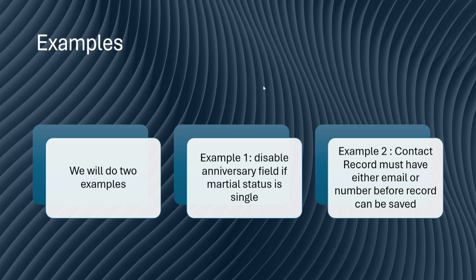We are going to do two examples today. One is to create a business rule that would disable the anniversary field if the marital status was single. The other is to make a contact record require either an email or a mobile number before a record can be saved. So if there is a mobile number, then email is not required. But if there's no mobile number, then email must be required. And if there's an email, then mobile number is not required. But if there is no email, then it will be required.